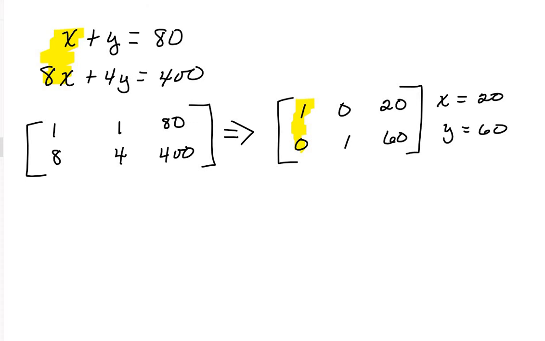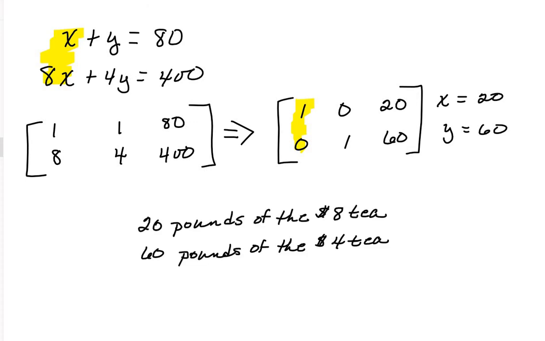So X is 20 and Y is 60. So I have 20 pounds of the $8 tea and 60 pounds of the $4 tea. Now one thing I want to point out is that on the homework you may be asked to find the more expensive tea or the cheaper tea. So pay attention to what you're asked to find.